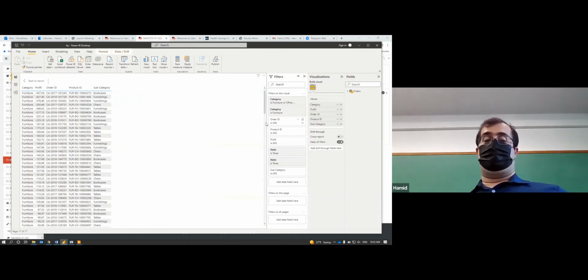So as you see here, the functions and filters satisfy my need. I'm just focused on Texas. I'm focused on office supplies and furniture, and the only columns that I'm looking for. So okay, here when I see the more options, I can say it seems now I'm very satisfied.